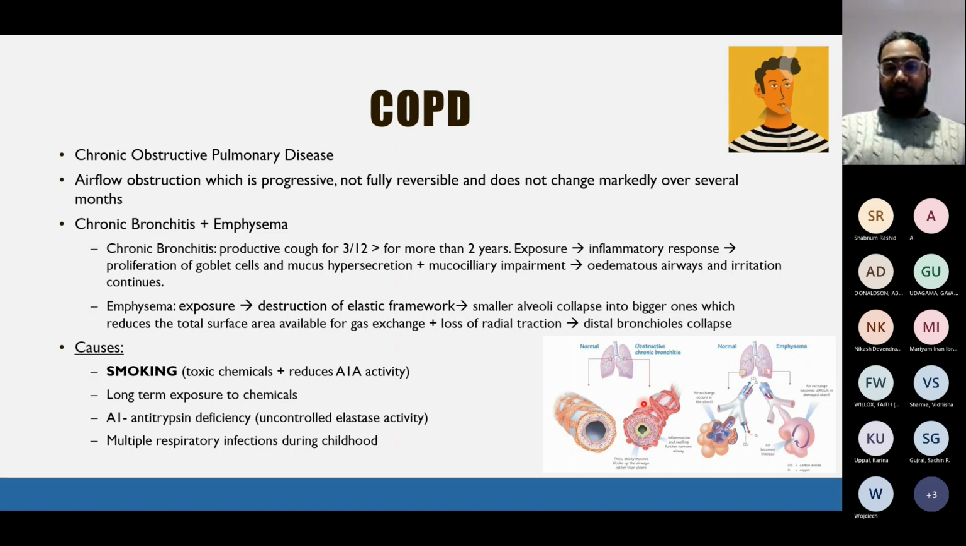And then on top of that, you also have the emphysema picture. So you get those toxins, and they lead to destruction of the elastic framework around the alveoli and the bronchioles. Remember radial traction that we talked about before, where the elastic fibers are pulling everything open. So they get destroyed by the emphysema process.